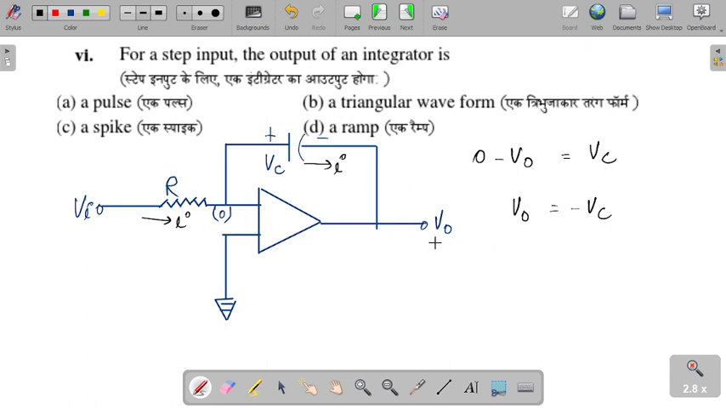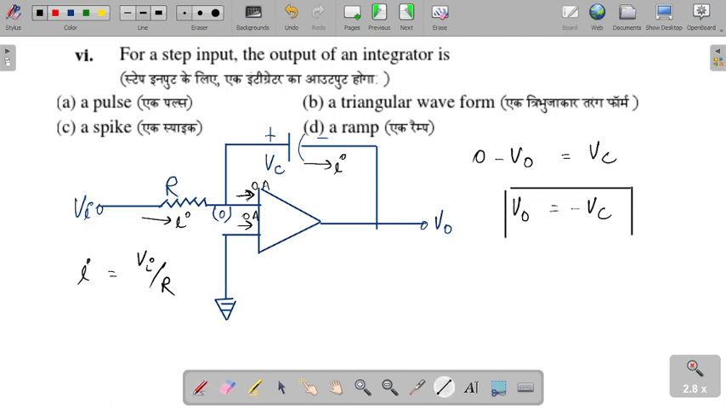0 minus V naught equal to VC. Okay, same current will flow. If we consider an ideal op amp, then no current will pass into the inverting terminal and non-inverting terminal. 0 ampere in case of ideal op amp. So current here can be written as Vi by R, and 0 minus V naught can be written as VC. So V naught equal to minus of VC.